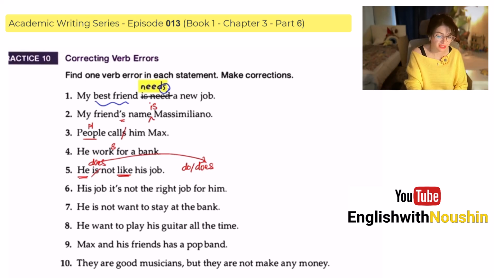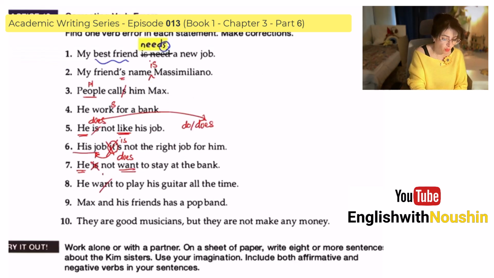His job, it's not the right job for him. His job, it is the same thing as his job. So we don't need both of them. His job is not the right job for him. He is not want to stay at the bank. Same problem. Want is my verb. He is my subject. Do, does. Because it's he does not want to stay in the bank. He wants to play his guitar all the time. Wants.